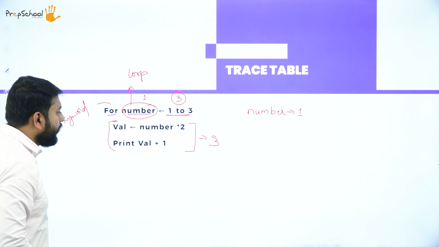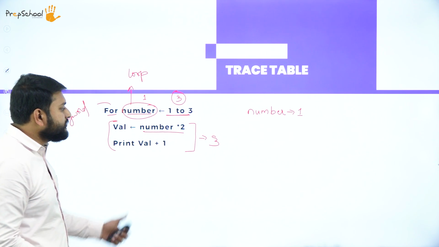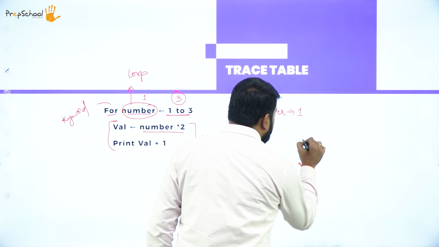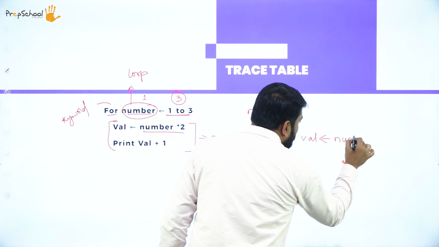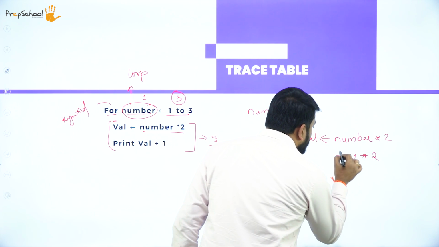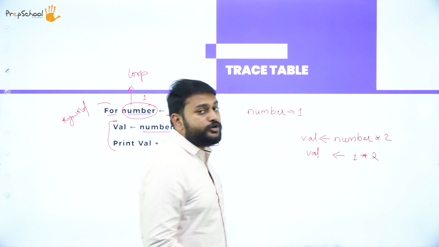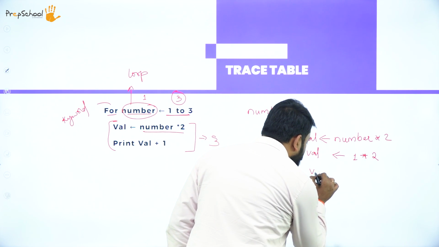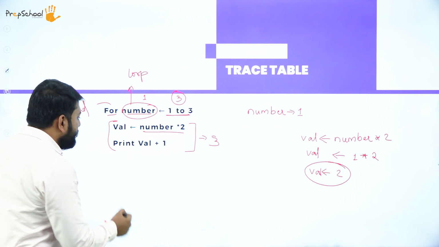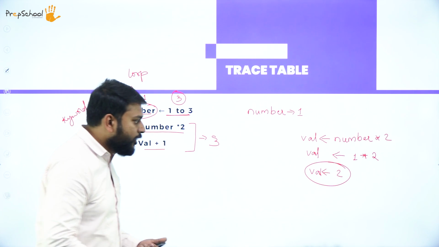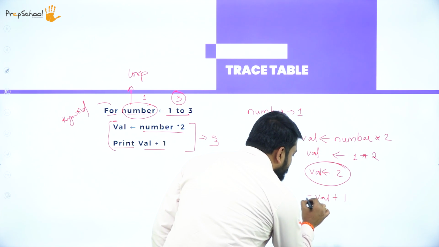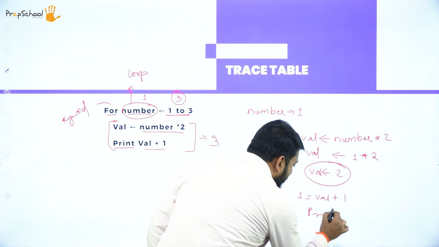So I'll go inside, and it performs this operation. What is it performing? Number into 2. Observe here, val equals number into 2. The number value is 1, so 1 into 2 is 2. Right now, the value contains 2. That's what you need to remember in the first iteration. Then after that, print val plus 1. Val plus 1 becomes 3. If I print, the answer should be 3.